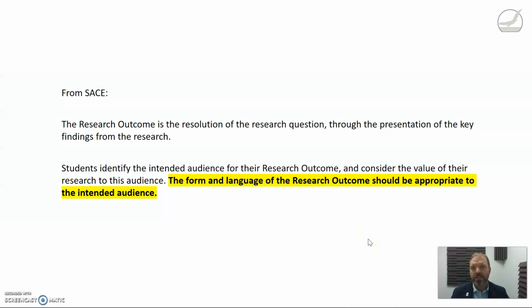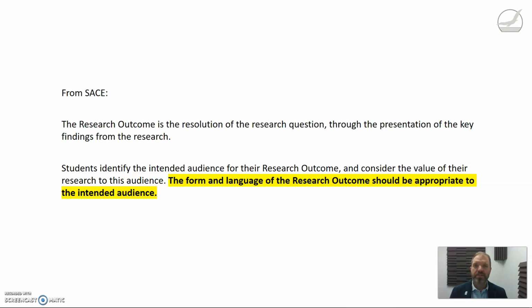The reason that every structure and every outcome is different is because every research question is different. And the advice from SACE is here that the research outcome is the resolution of a research question. So that kind of means it's like a way of answering or resolving or giving a response to your research question. Now, that question might be, what's the best way to make a skate video? And so part of the resolution of that is to produce a skate video showing the skills that you've learned on that. Or it might be something that's more traditional that may require a report. It might be about making a piece of furniture.